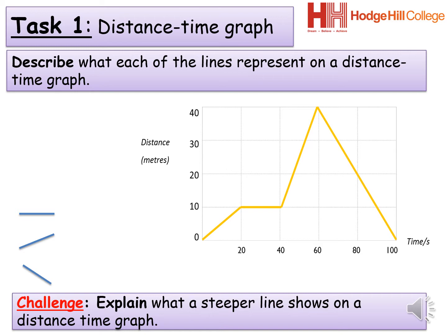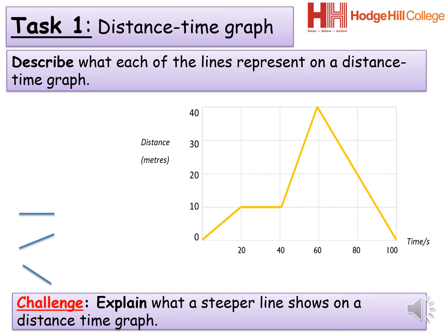If we have a horizontal straight line, like for example between 20 and 40 seconds, that tells us the object is stationary and is not moving, because as the time increases, the distance has not changed. The object was at 10 meters. After 20 seconds, it is still at 10 meters.